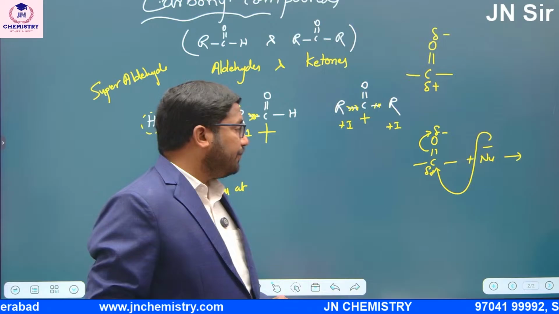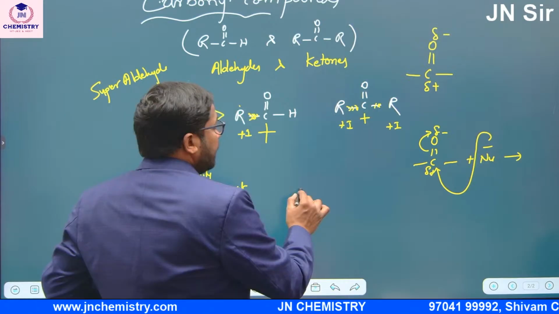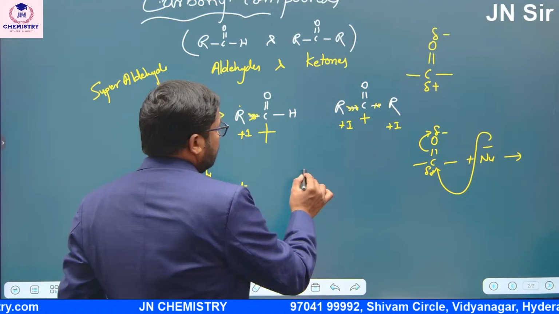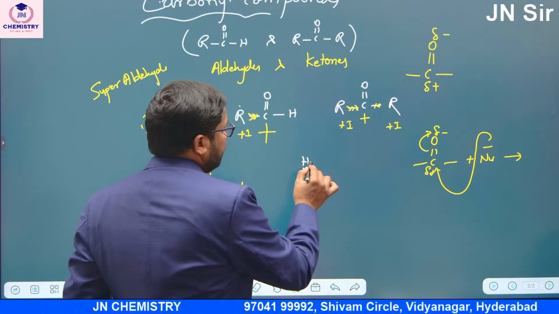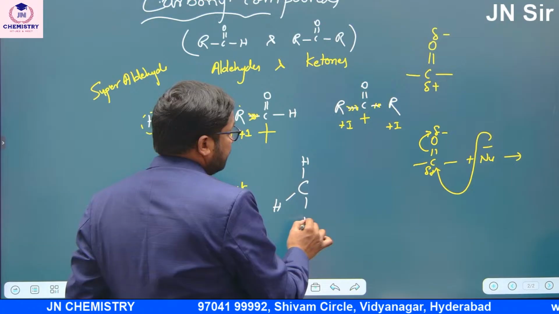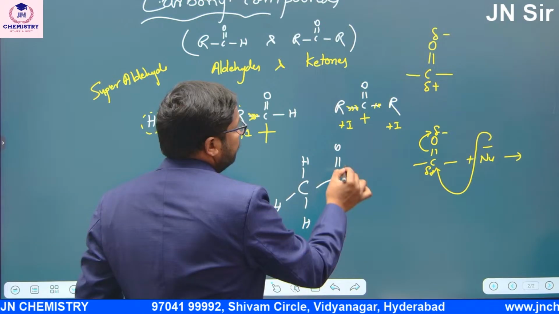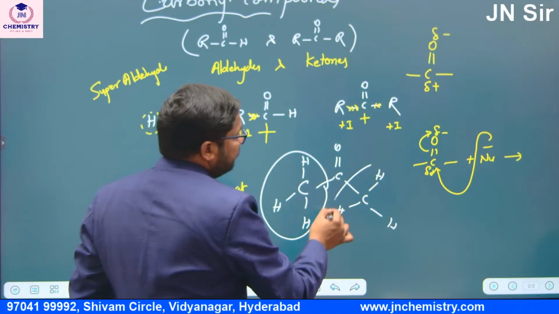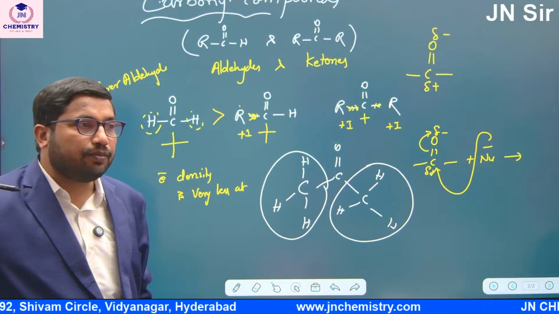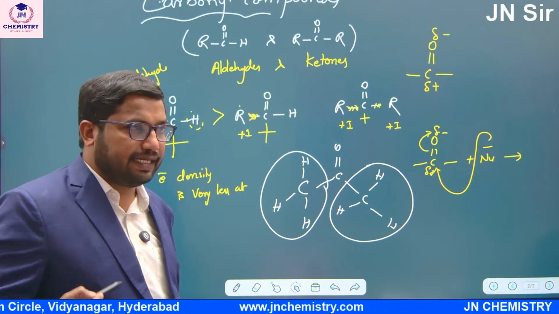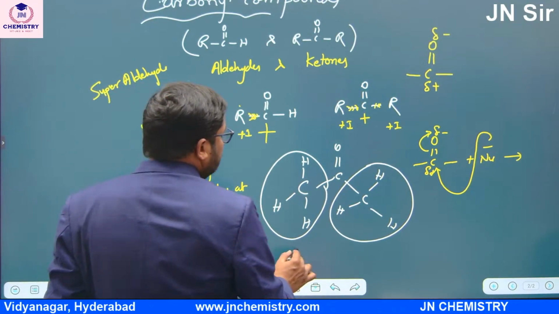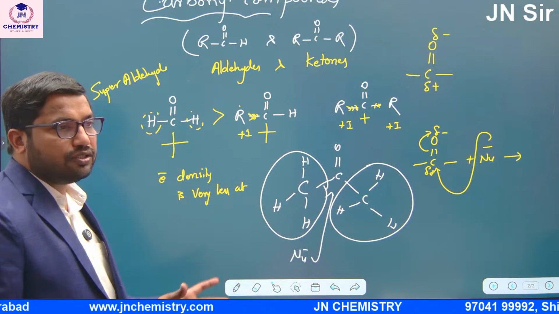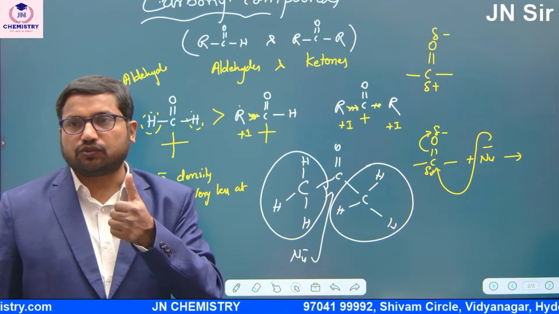And point number two is because of bulkiness. For example, can I write like this? CH3, C double bond O, CH3. Now, only steric hindrance. I keep on using the word steric hindrance or bulkiness. If the nucleophile wants to attack in this case, it is hindered because of the bulky nature also. This is the second reason. You could say two reasons.